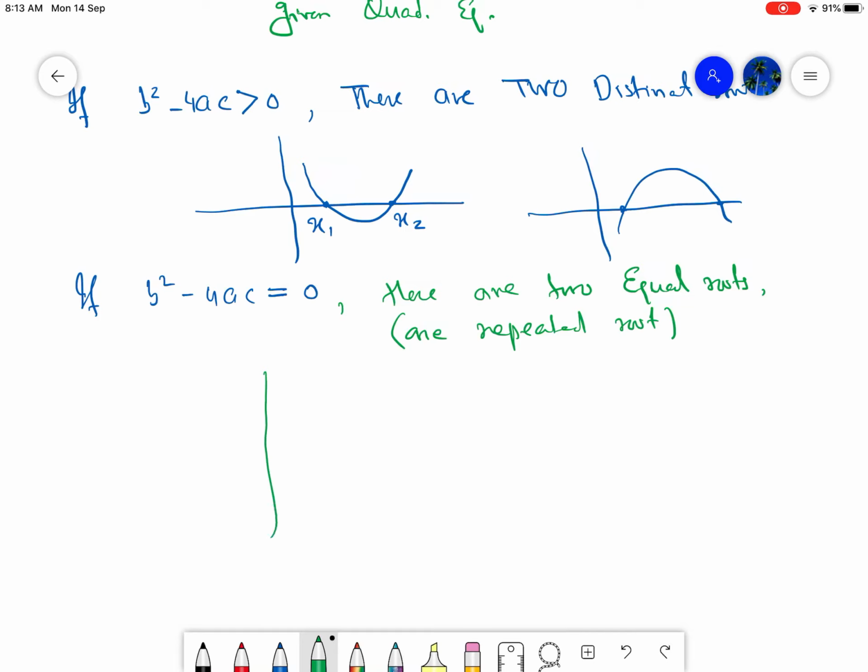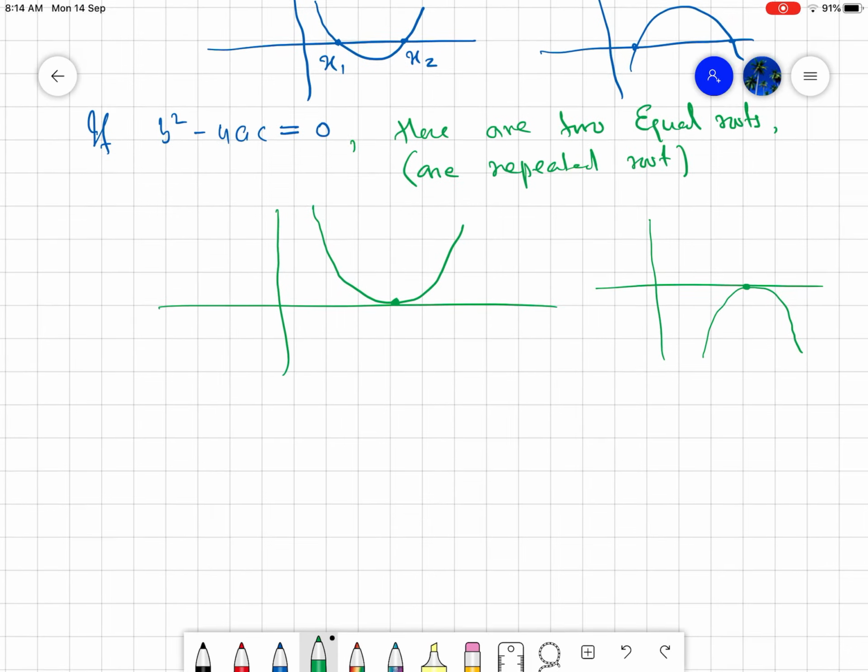And if we try to sketch the graph of such a function, that function only touches the x-axis at a single point, either this way or this way, depending on the sign of the coefficient of x squared, as you know. So the graph will not intersect the x-axis at two points. It will just touch the x-axis at a single point.